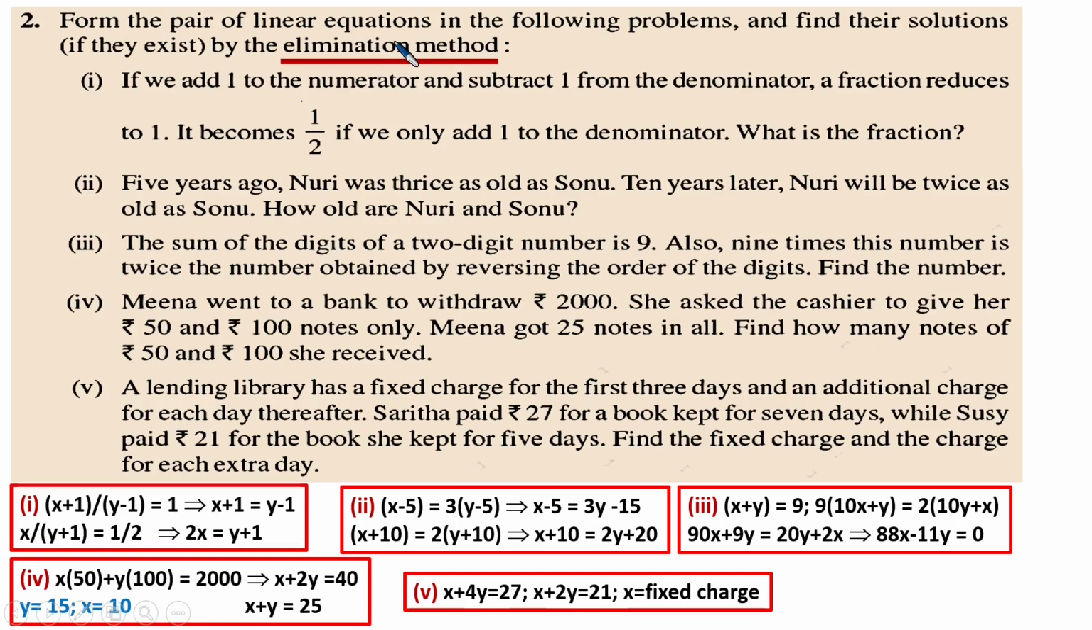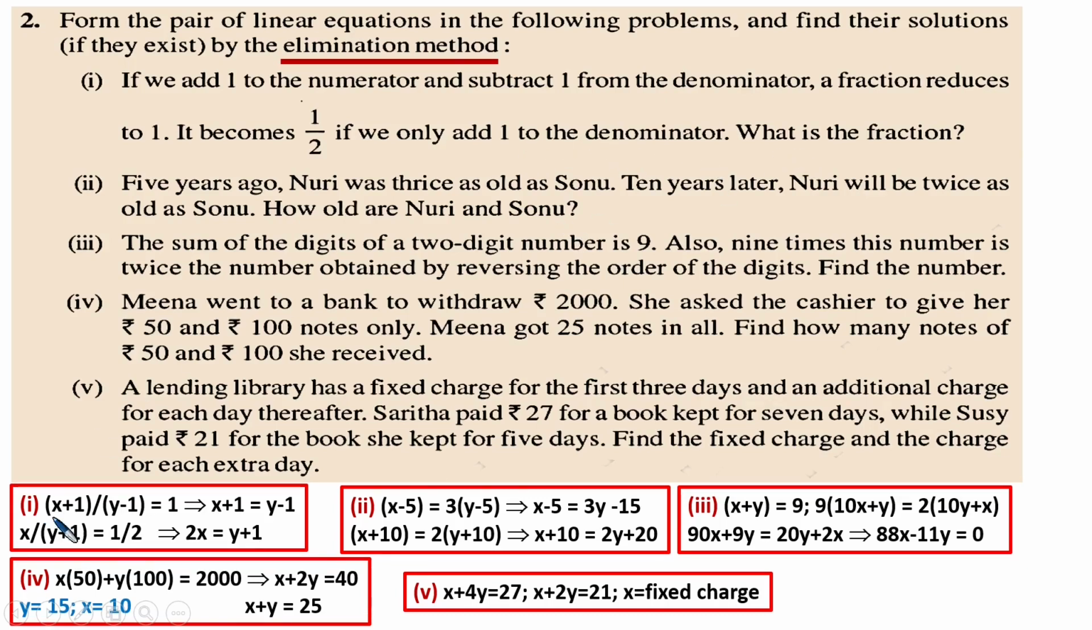Now they have said elimination method. So you are not supposed to do cross multiplication. Here it is by elimination method. So I have told you how to do it. Now the first one here: if we add 1 to the numerator and subtract 1 from the denominator, a fraction reduces to 1. It becomes half if you only add 1 to the denominator.